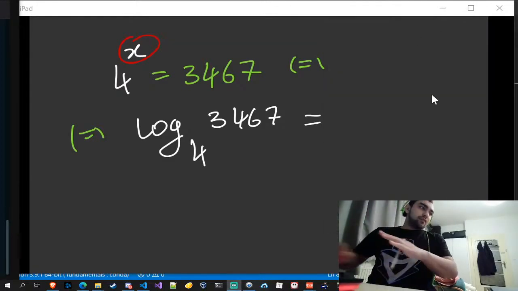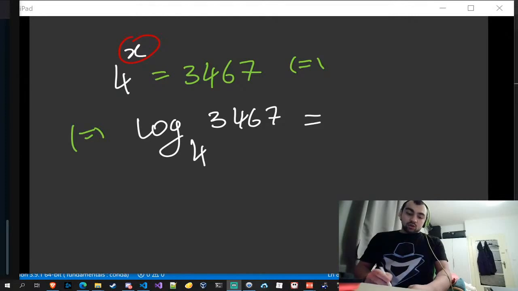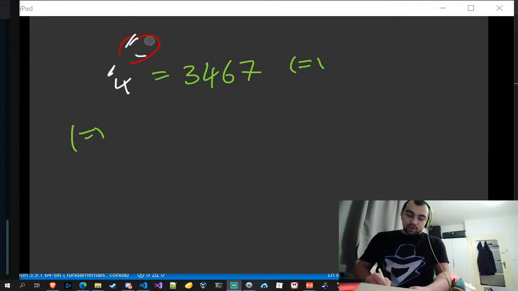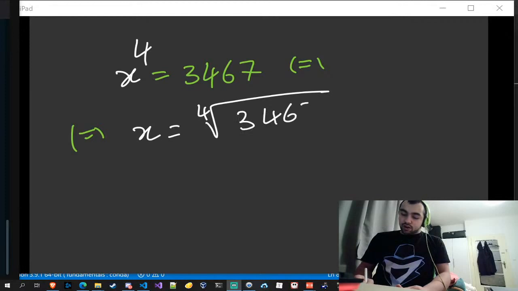But you should have it on your calculator. Oh, so we can't use log to know the x when we only know the raised? No. You don't need log here because you can figure this out a different way. Let's do this again. If you have x raised to the power of 4, the answer is x equals the fourth root of 3, 4, 6, 7.